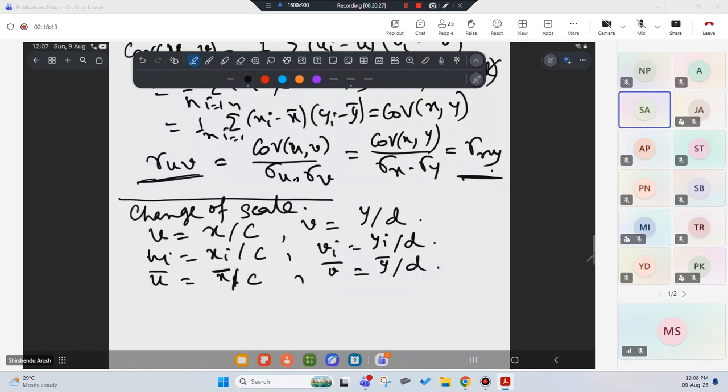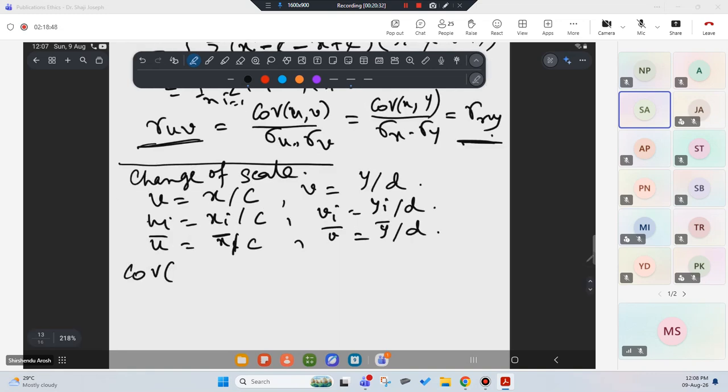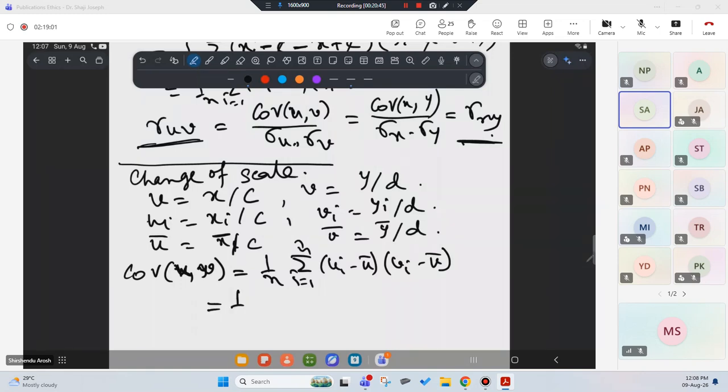Okay. So now let's again put in the same formula for the covariance of u comma v, right? By the expression, I compare ui minus u bar, vi minus v bar. So we will just do yi minus y bar by d. This would be x, right? This would be x by c. So I just do that.